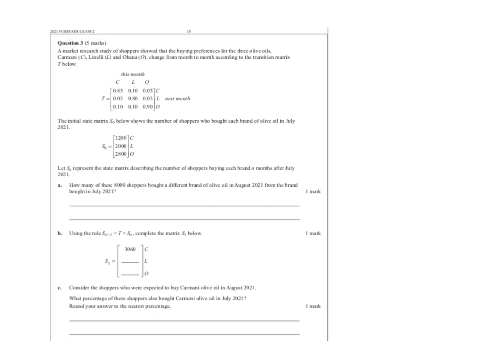Okay, a market research study of shoppers showed that buying preferences for 3 olive oils, the C, L, and O brand, change from month to month according to this transition matrix. Here's initially what was bought for each of those brands. It says let SN represent the state matrix and the number of shoppers buying each brand after N months. How many of the 8,000 shoppers bought a different brand of olive oil in August 21 went from the brand in July 21?